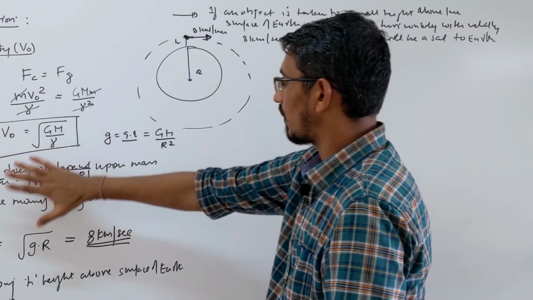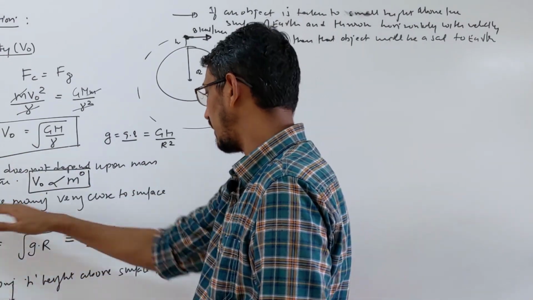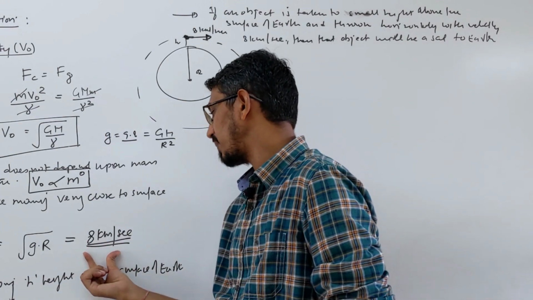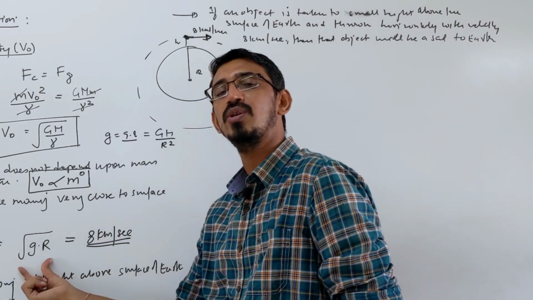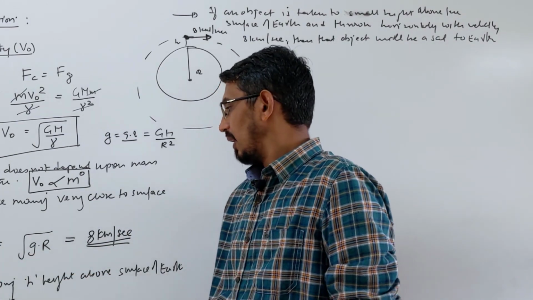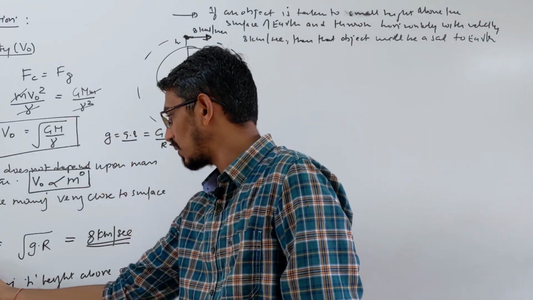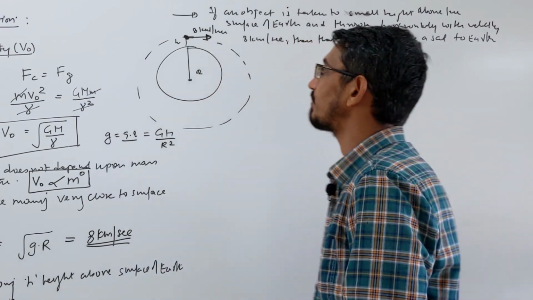Then you write this formula for earth, you get this answer, root GM by r, very close to the surface of earth. So value already we know how much it comes, 8 kilometer per second. This formula you can write in terms of small g also, okay. Yes, okay, if it's little h height above the surface of earth, you can write here total distance h plus r, okay.